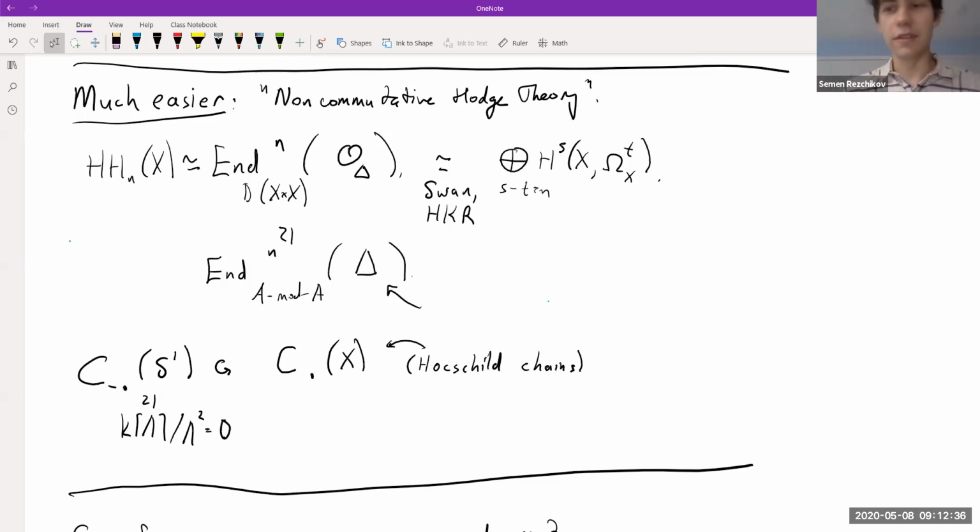There's a question from Paul Seidel. Yes. The derived tensor product of the diagonal with itself. Yes, I'm sorry. So that's Hochschild homology. I wrote the wrong thing. Sorry about that. I wrote down something for Hochschild cohomology. You're right.